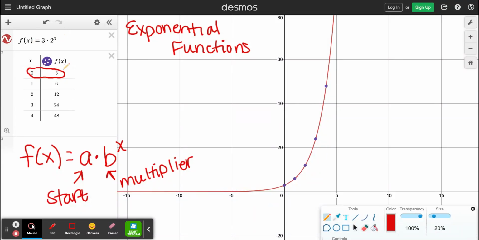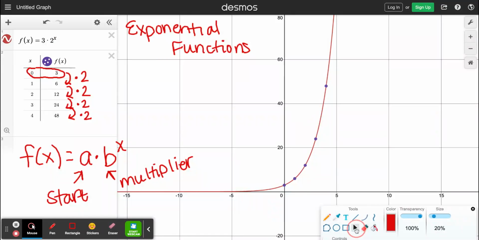The multiplier here is the base, so it's the base to the exponent. We can see it in the table because it's the factor that this is going up by. In an exponential function, this factor is always the same number, but it is multiplying the values instead of adding, as we might see in a linear function.